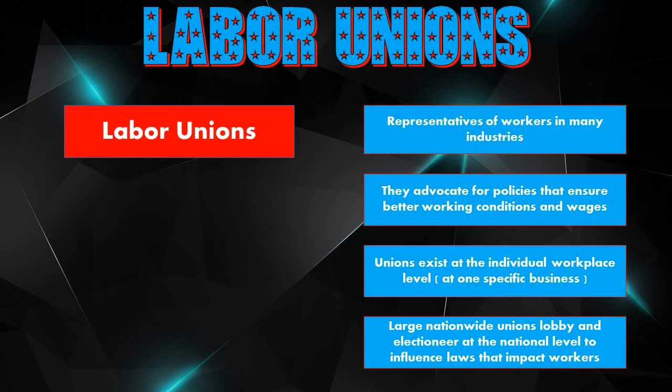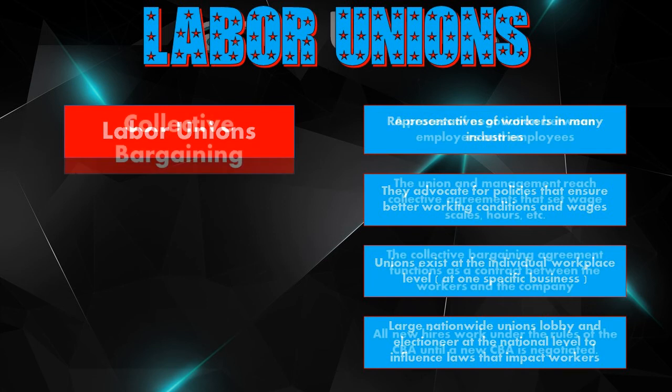Unions exist at individual workplaces. For example, Shelby County Schools has a union that is specific for Shelby County Schools teachers. They can exist within one factory or something like that at a specific business. And then there are large nationwide unions, like we mentioned the AFL-CIO. It's actually an organization of a whole bunch of different small unions. And so these large national unions, they lobby and they impact elections. They electioneer at the national level so that they can influence laws that would have a positive impact on workers.